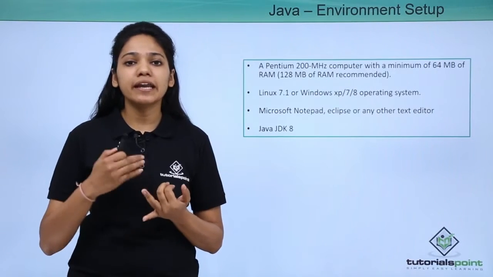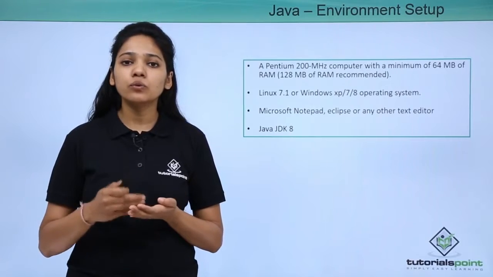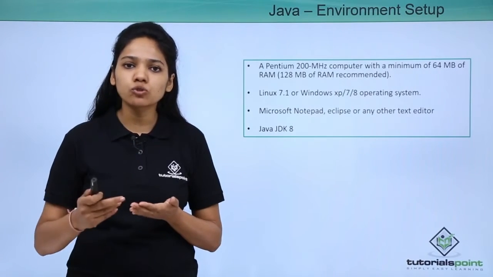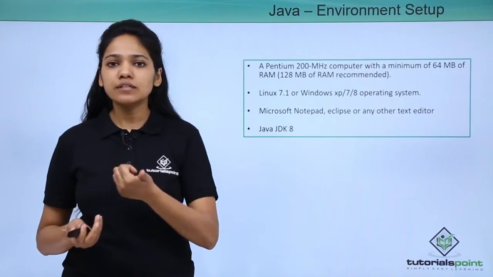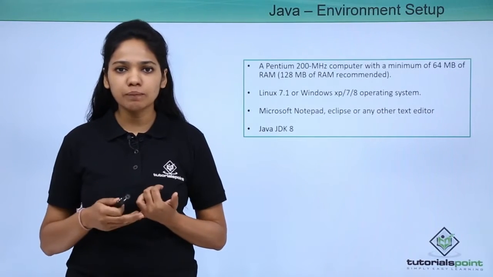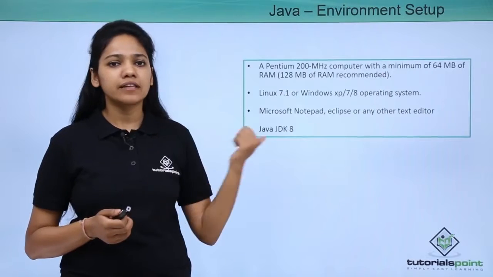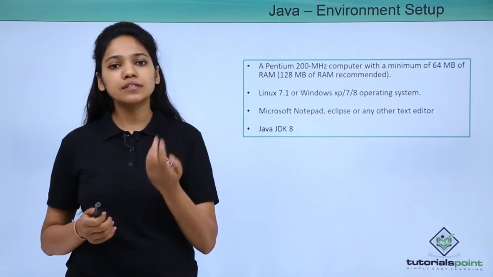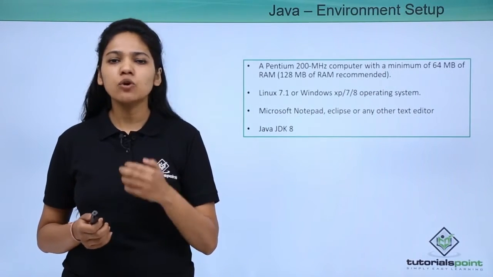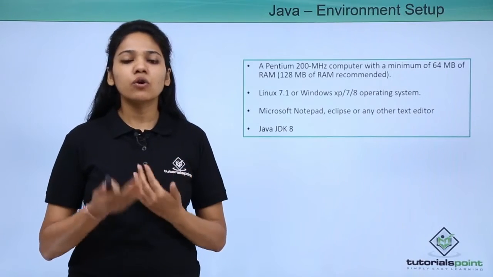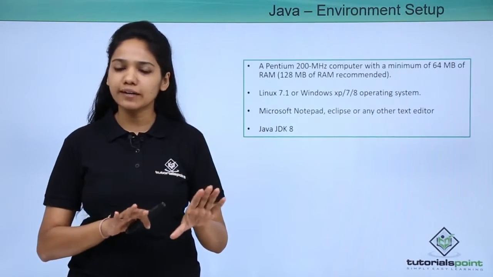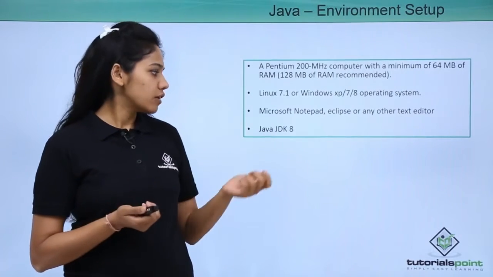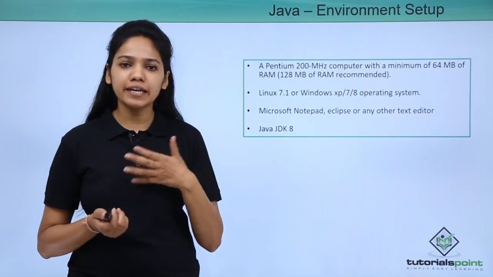Then you need a text editor, where you can write your source code, which is your Java program, which then needs to be compiled. The code that you write is in a human-readable language, so you need an editor. That may be Notepad, or you have tools available like Eclipse or any other text editor. We also have a coding ground available, where you can just write the program and execute it. Finally, you need JDK 8.